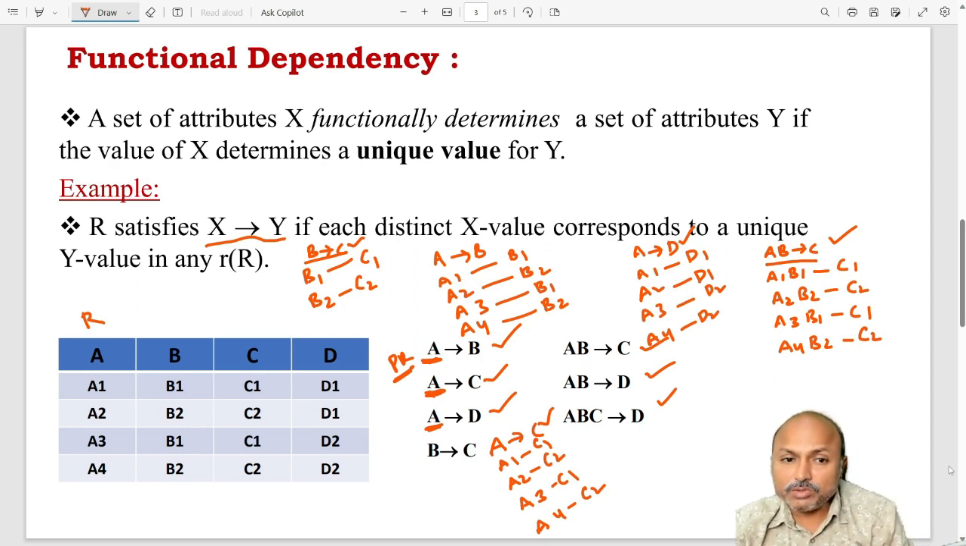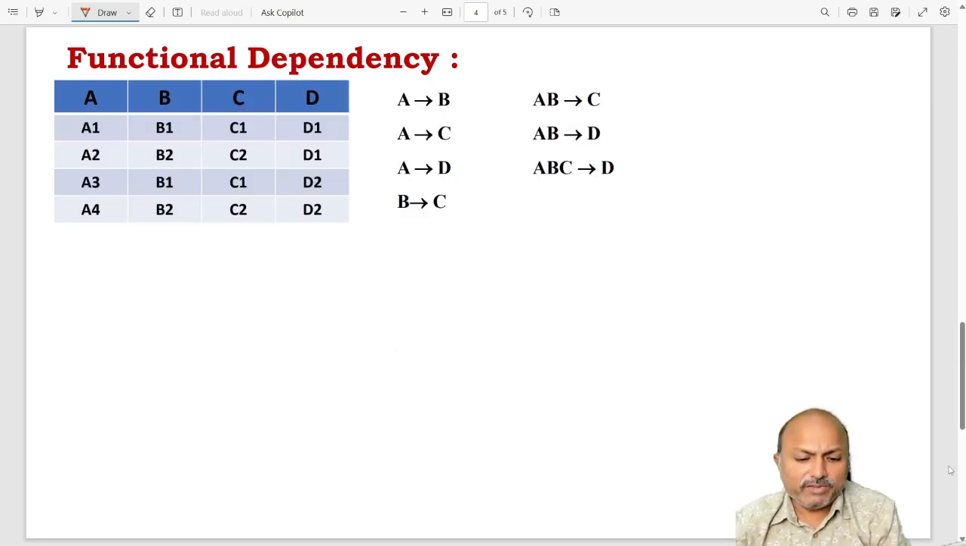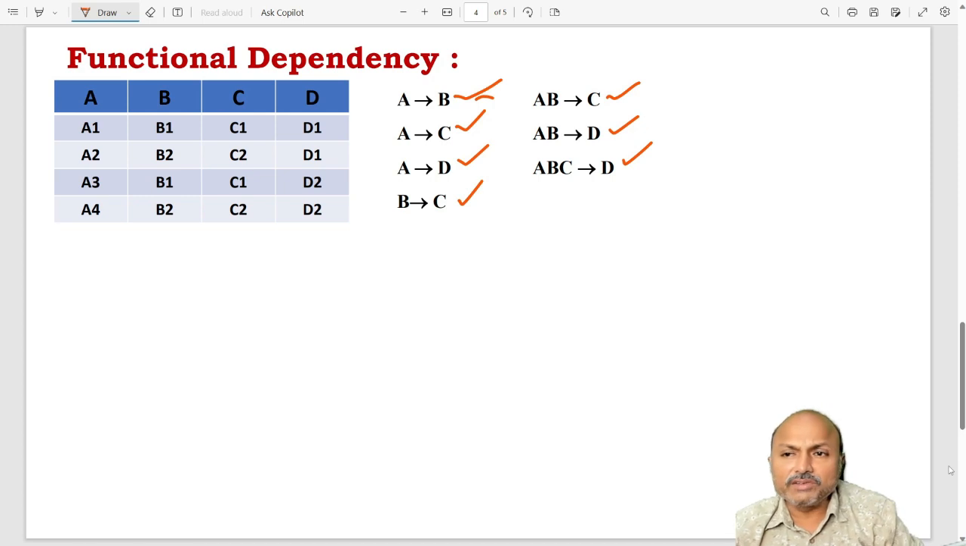I think you understood this particular topic. Functional dependency will tell us the association among the attributes of a relation. From the previous example you understood that this is also a functional dependency, this also, this also, these hold the functional dependency.